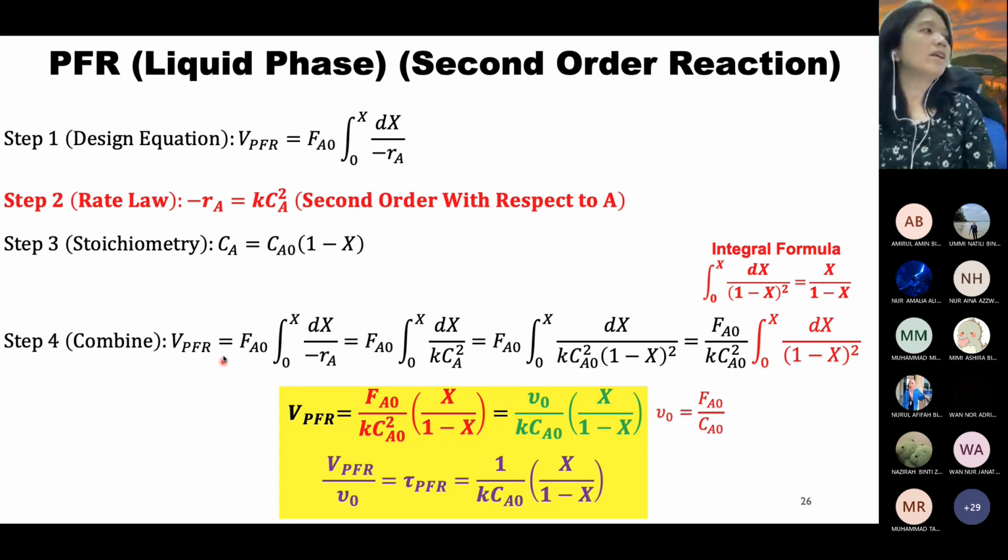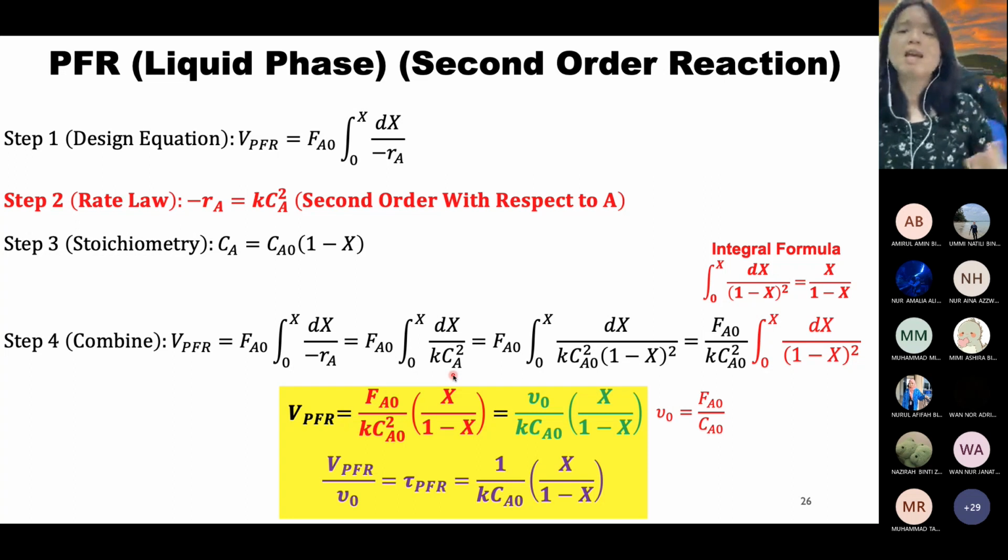So volume PFR equals to FA naught integrating 0 to X, dX per minus RA. Design equation PFR masih sama sebab saya nak design untuk PFR kan. So design equation masih sama. Yang berubah sekarang minus RA ni dah jadi KCA power of 2 because my reaction now is for second order with respect to A. So I have still similar problem. Saya tak boleh mengamirkan CA kuasa 2 tu ataupun K sebab dia adalah bukan nilai X, ataupun dia bukan sesuatu yang boleh diamirkan terhadap X.